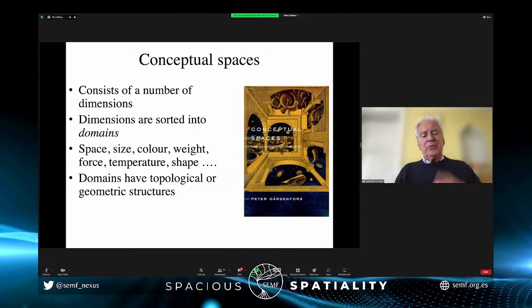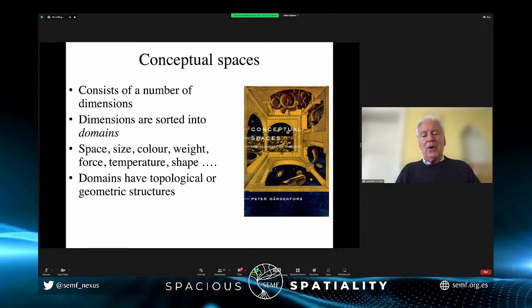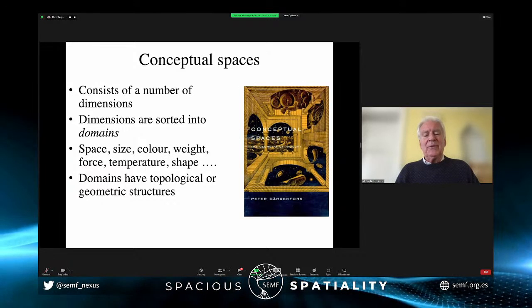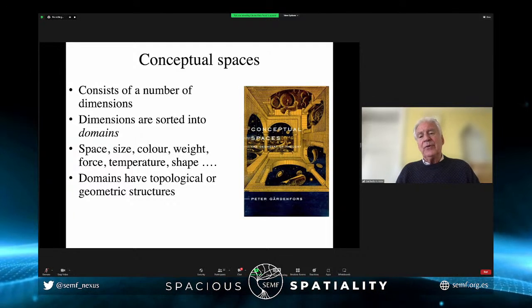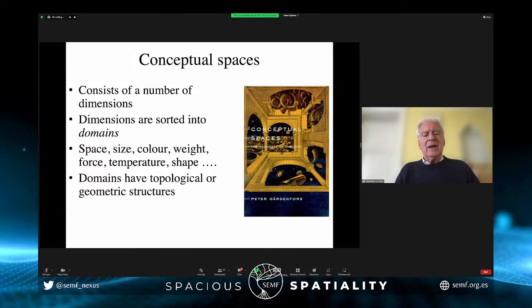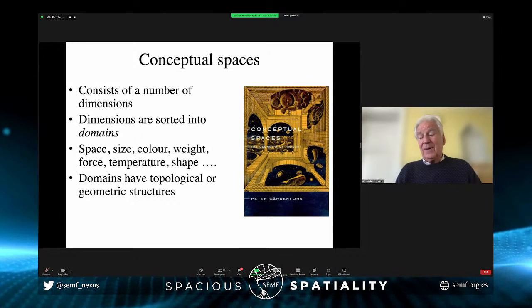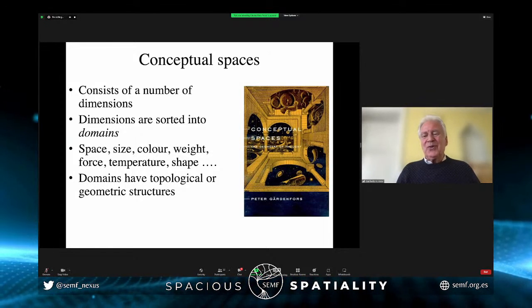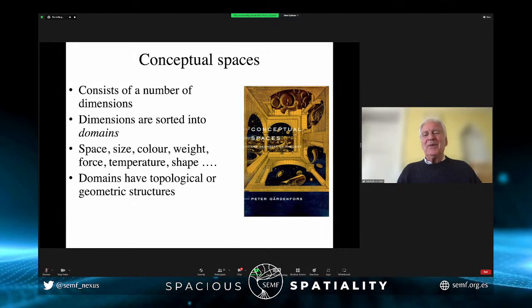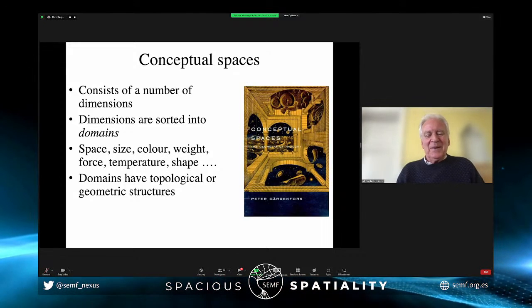And then the assumption is that these domains have some kind of topological or geometric structures. Sometimes you have a metric space, sometimes you have an order space, sometimes you just have a graph. The structure of the spaces may have different qualities, so to speak, or may have different mathematical representations. So I picked the color space because that's a non-trivial thing. That's an example of a non-trivial topology. And if you're a bit familiar with harmony space, Roger Shepard has proposed that harmony space is torus shaped. So that's another non-trivial space.